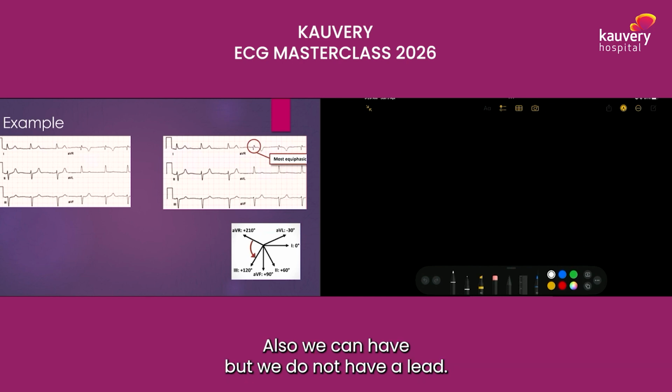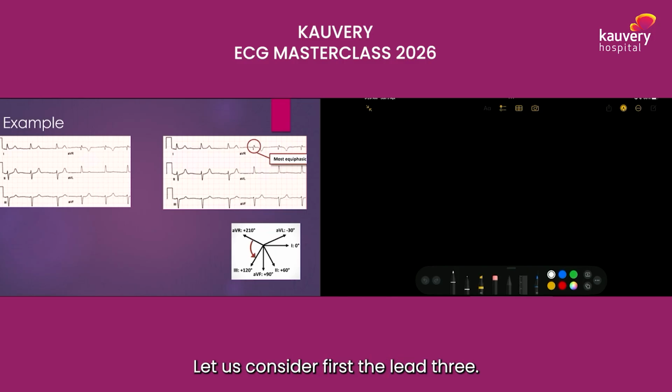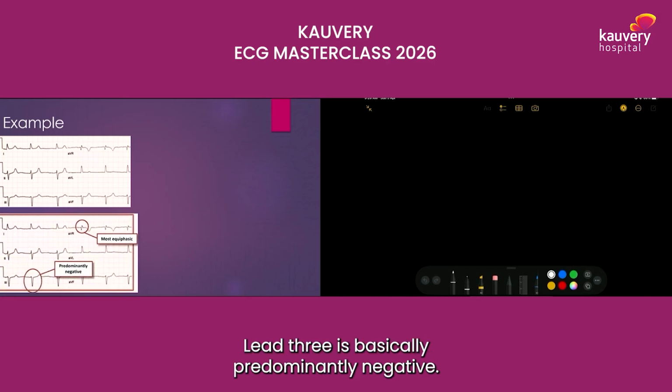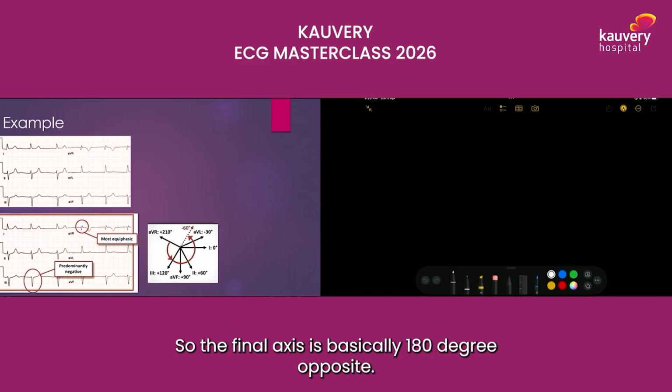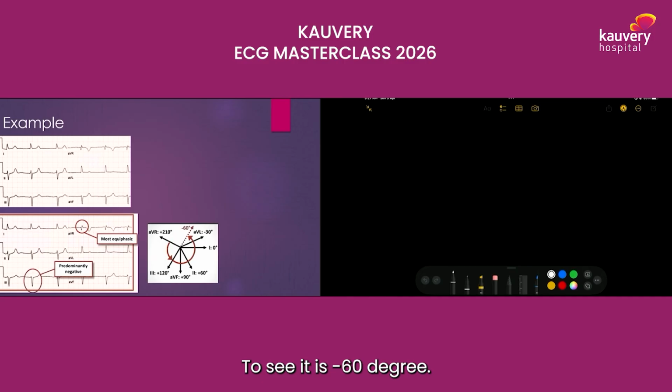On the opposite side also we can have it, but we don't have a lead. Let's consider first lead 3. So lead 3 is 90 degree across. So lead 3 can be one possibility. But you see here, what is lead 3 now? It is not positive. Lead 3 is predominantly negative. That means the axis is 180 degree opposite to lead 3. So the final axis is minus 60 degree. So that falls in the left axis deviation.